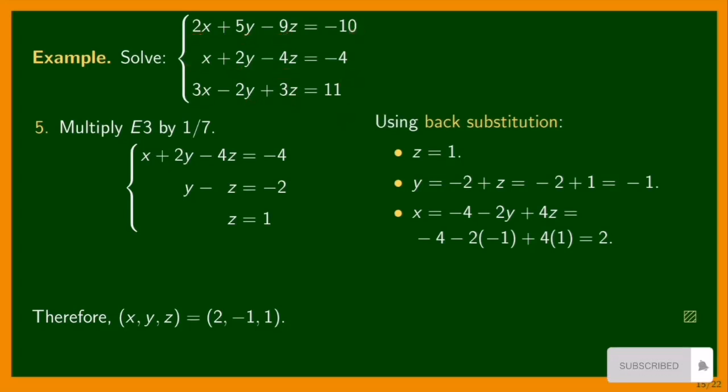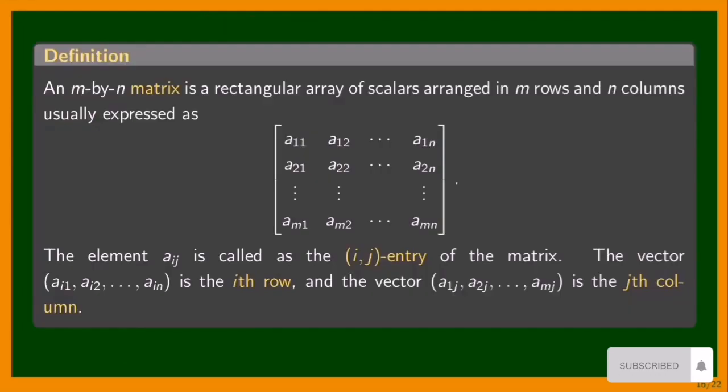So we would like to allow ourselves to relax a little bit by not minding these unknowns and through the use of matrices. So let us now define an m by n matrix. An m by n matrix is just a rectangular array of scalars arranged in m rows and n columns, and it's usually expressed in this way.